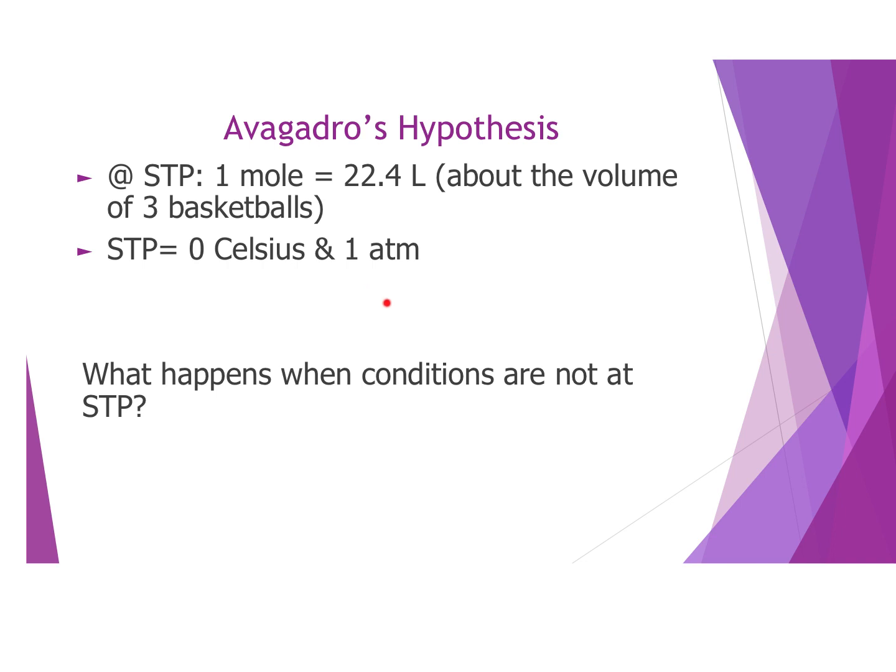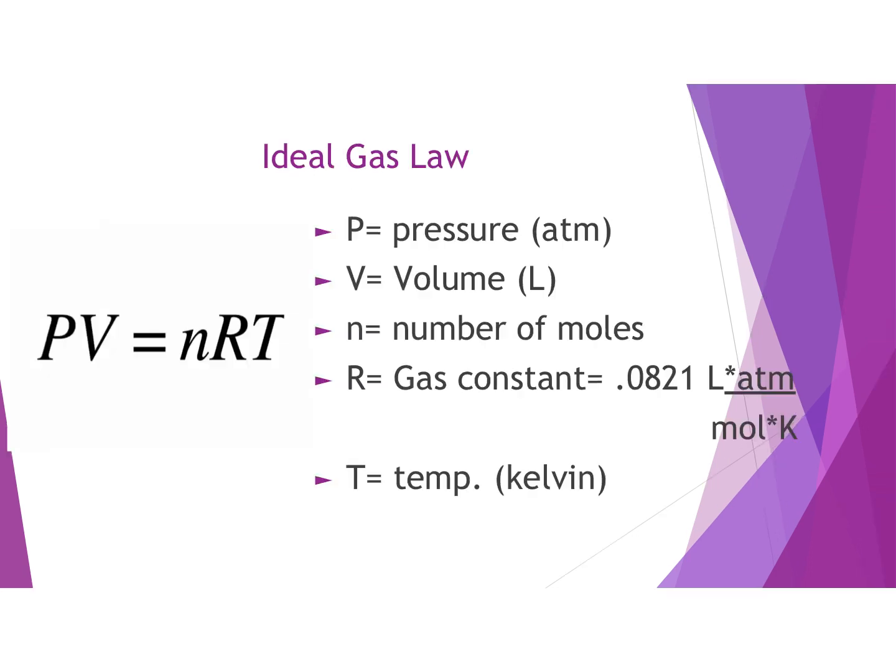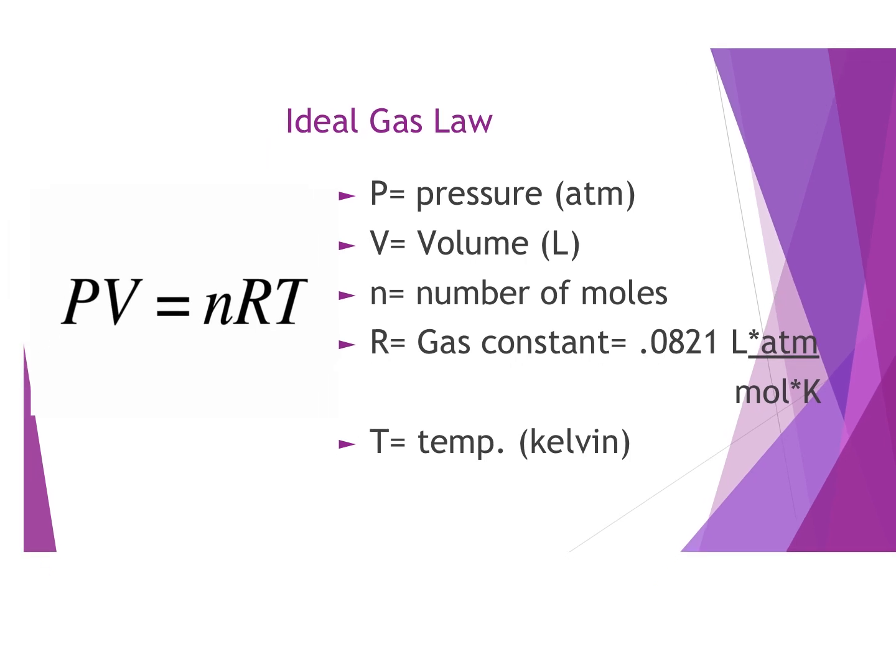However, how often are you ever in a setting where it's 0 degrees Celsius and 1 atmosphere? Hardly ever, right? So does this work at any other conditions? Okay, so then our fifth gas law we're going to learn is called the ideal gas law. This is how we can figure out the number of moles when we're not at STP, so any temperature or any pressure.